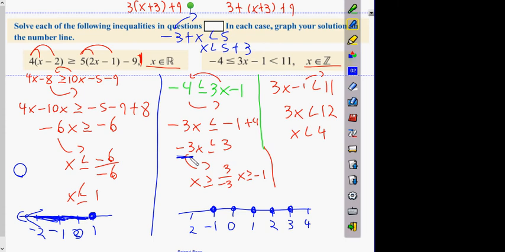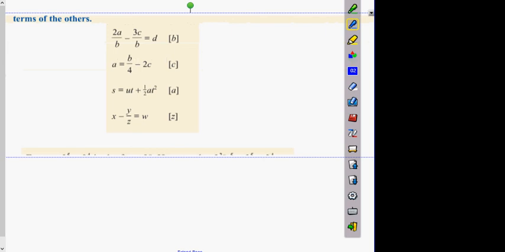Do you lose points if you don't do the number line? Yes, because it's part of the question: graph your solution on the number line. How many marks are there? 5 out of 15. All you have to do is just write it out. Even if you have the answer wrong, if you write the correct number line for your answer, you pick up marks. Okay?